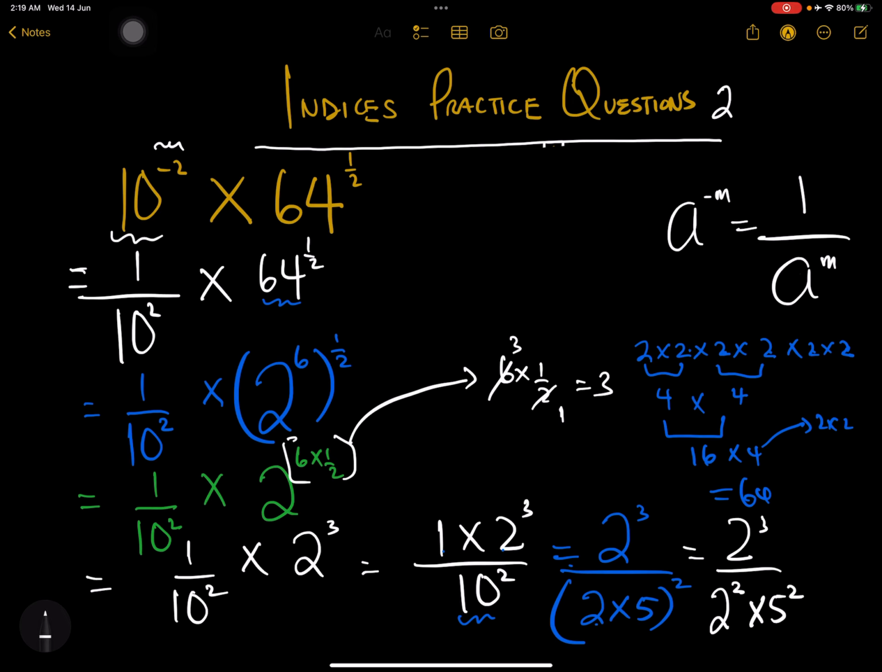Remember, we said that if we have AB squared, it's the same as A squared B squared. And that's what we have done here. Don't forget we broke the 10 into 2 times 5, and then the squared is outside. We applied the power of 2 to both the 2 and then the 5. So now, don't forget we have 2 to the power of 3 divided by 2 to the power of 2 times 5 to the power of 2 right there.